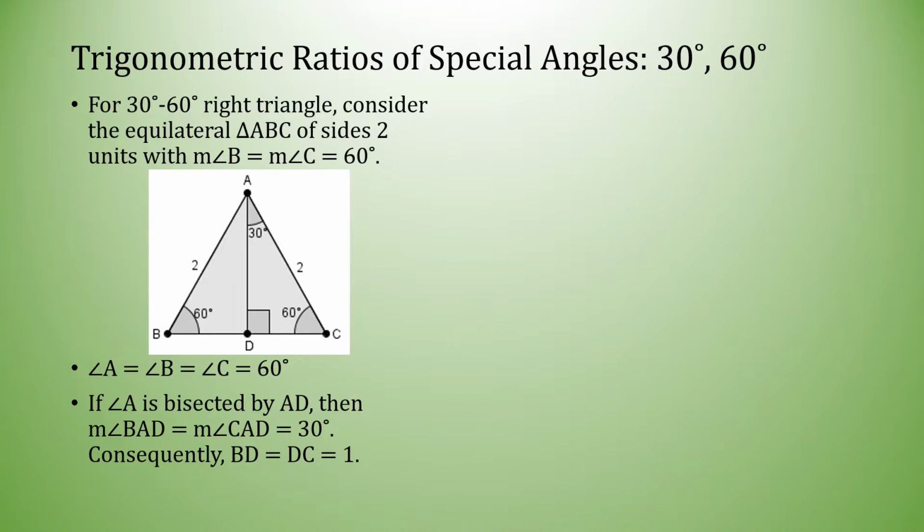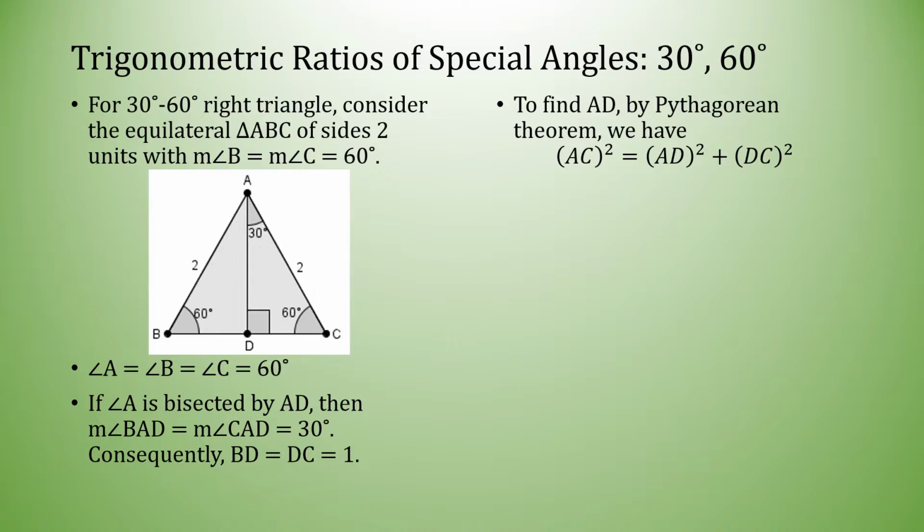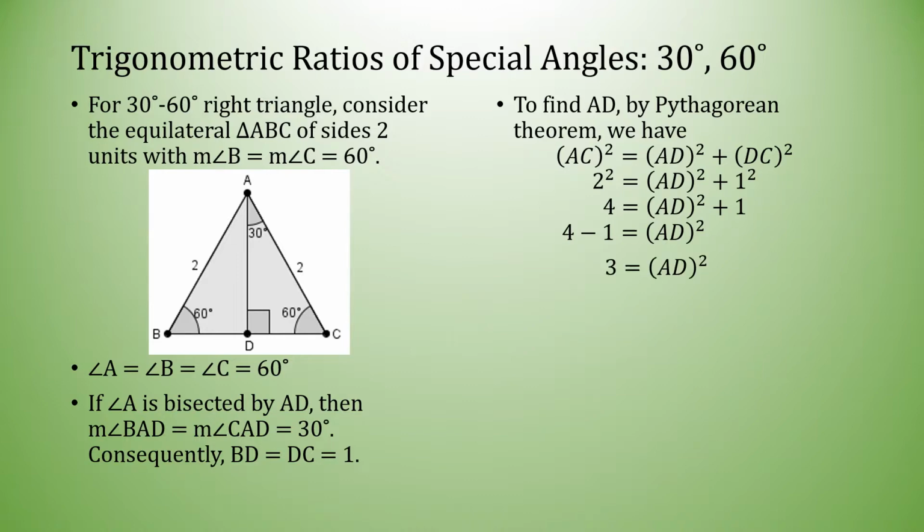To find the 6 trigonometric ratios of angles 30 degrees and 60 degrees, we must first find the length of AD. To find AD, we use the Pythagorean theorem. So we have AC squared is equal to AD squared plus DC squared, where AC is the hypotenuse of right triangle ADC, and AD and DC are the legs of the right triangle ADC. The value of AC is equal to 2 and DC is equal to 1. So we have 2 squared is equal to AD squared plus 1 squared. Then we obtain 4 is equal to AD squared plus 1. Subtracting both sides by 1, we have 4 minus 1 is equal to AD squared. Then we have 3 is equal to AD squared.